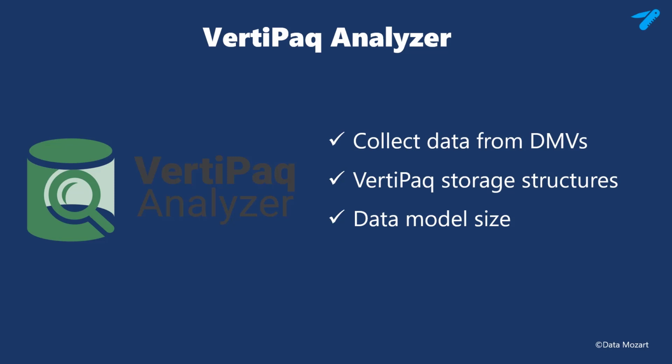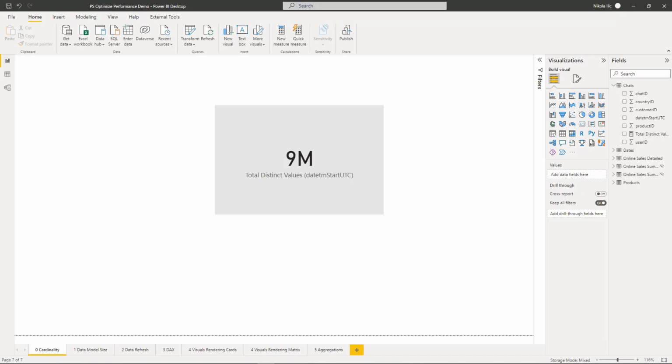I'm in the Power BI desktop and I want to show you how to determine the cardinality level of the column in your data model. As you see, I've put a plain card visual showing the total number of distinct values in the date-time column. And there are almost 9 million distinct values in that column. To be able to analyze the column cardinality, but also many other metrics related to a data model, I'll use a tool called DAX Studio.